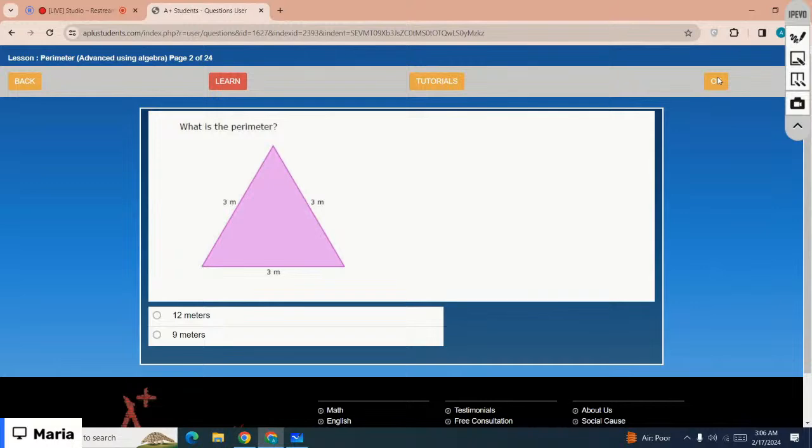What is the perimeter? So your triangle, you have to calculate the perimeter of the triangle. So how do we add? You need to do the same thing, right? You need to add all the side lengths. So which is the correct option? The correct option is 9 meters, right? You need to add all the side lengths. So the correct option is 9 meters. Very good.